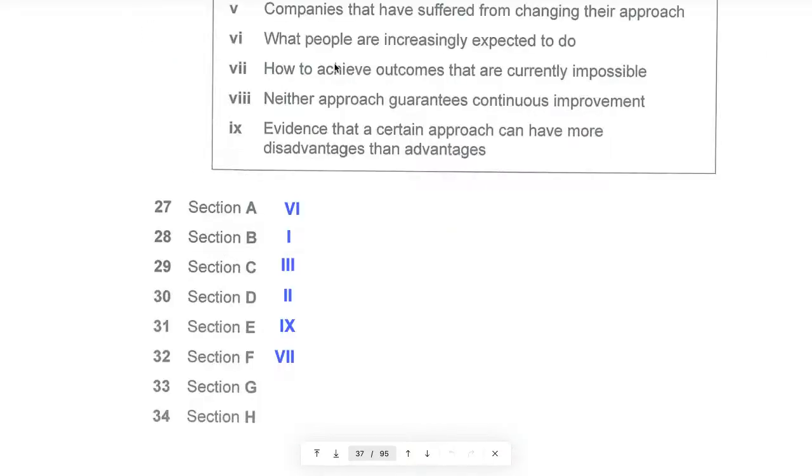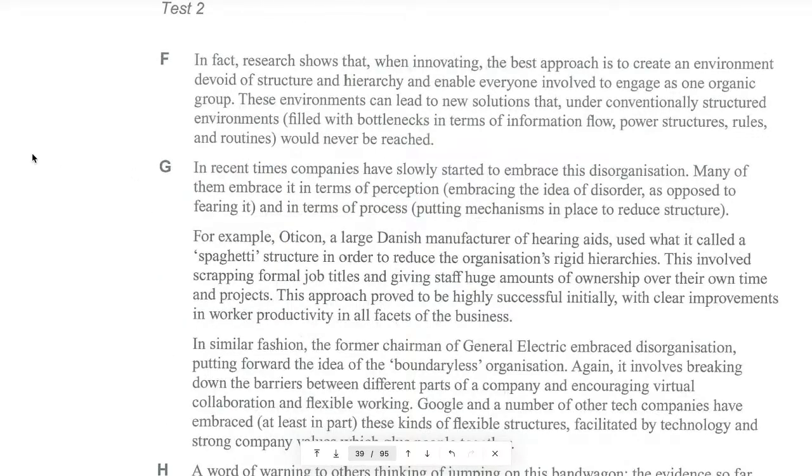And then what? I need the next thing. How to achieve outcomes that are currently impossible. Now I want to see something like the outcomes that are currently impossible. What's that? What are the outcomes they are talking about here?